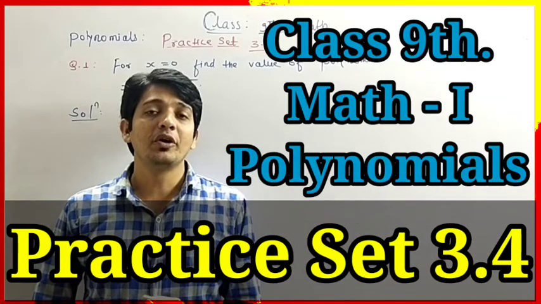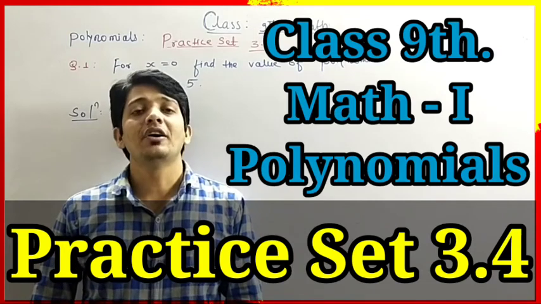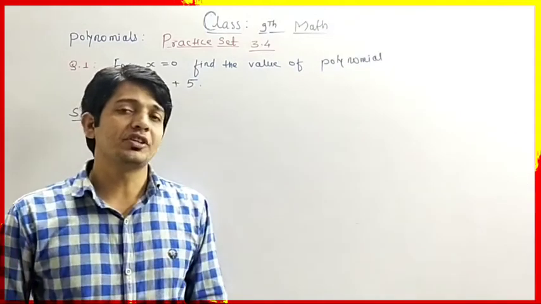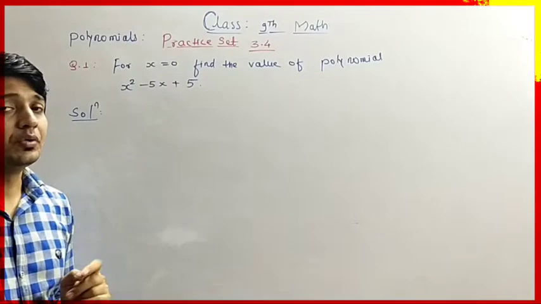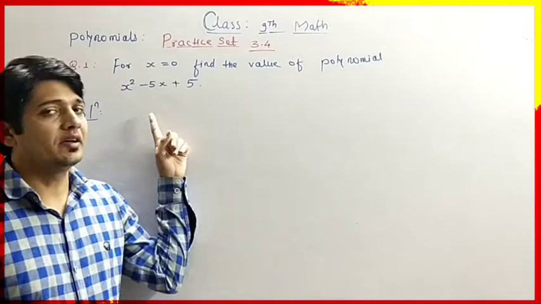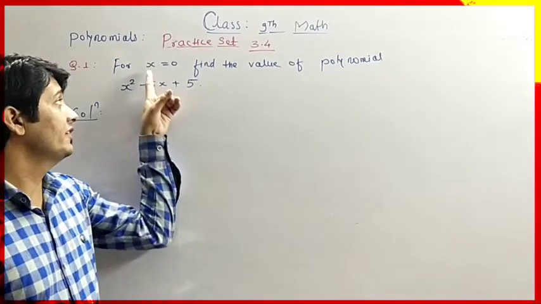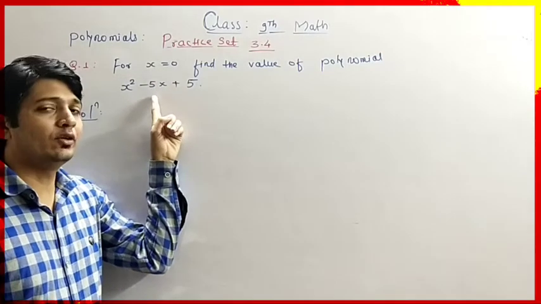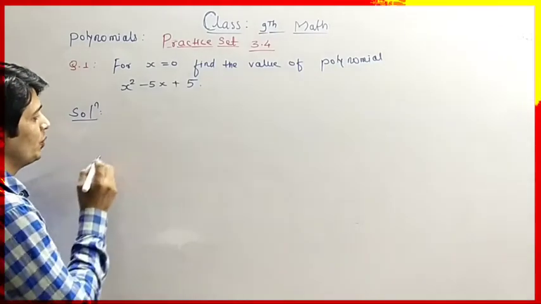So today we are going to start practice set 3.4, which is part of your chapter Polynomials. The first question in our practice set says: for x equals 0, find the value of the polynomial x square minus 5x plus 5. We have to use x equals 0 in order to find the value of this polynomial. So first we have to write the polynomial.